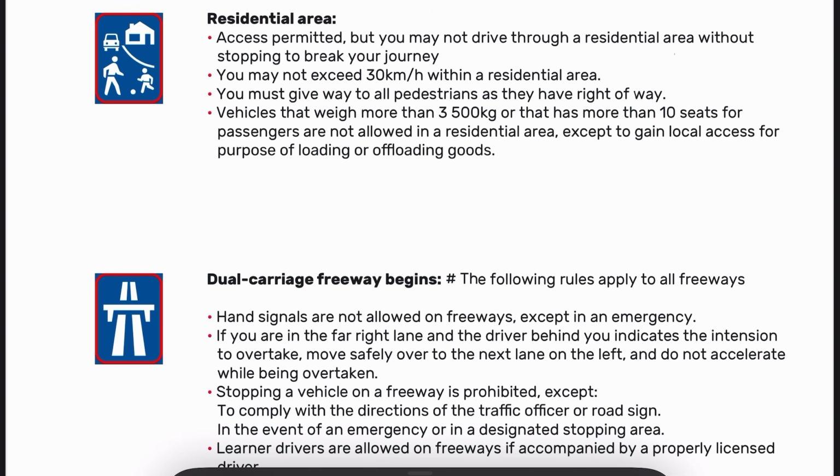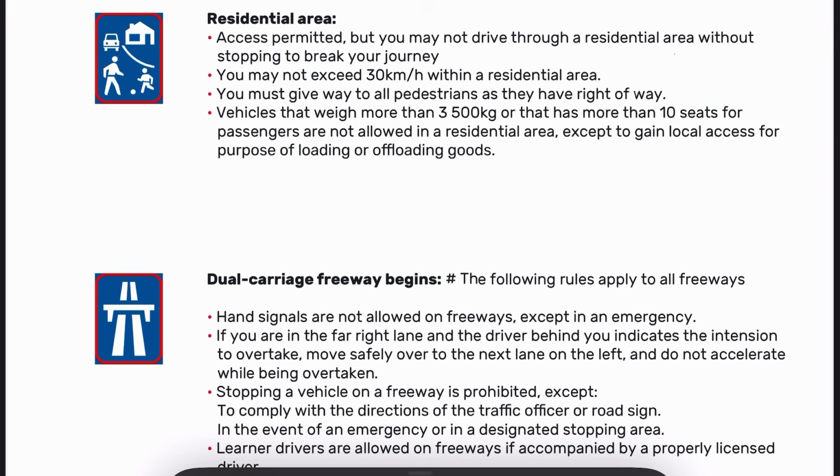Number 3, you must give way to all pedestrians as they have right of way. And then number 4, vehicles that weigh more than 3,500 kgs or that have more than 10 seats for passengers are not allowed in a residential area except to gain local access for purpose of loading or offloading goods. So every time when you see this sign, you must know that, oh, I'm entering a residential area, okay? And I must not exceed 30 kilometers per hour when I'm driving here. Right.